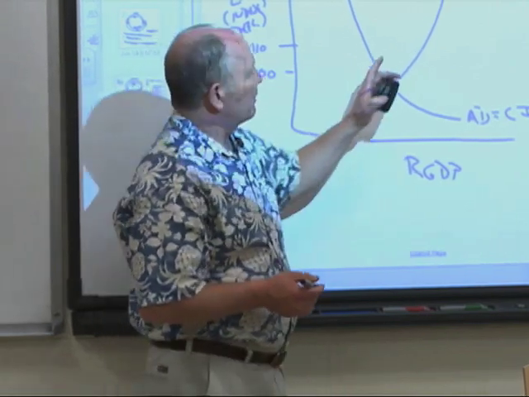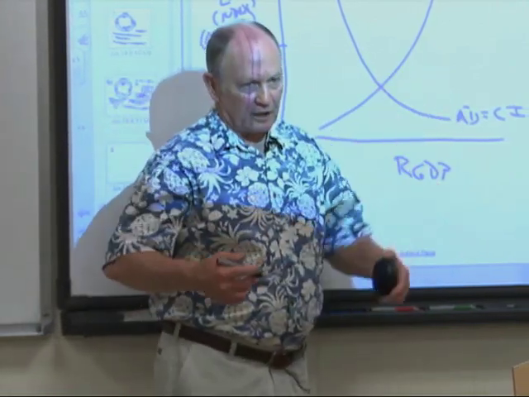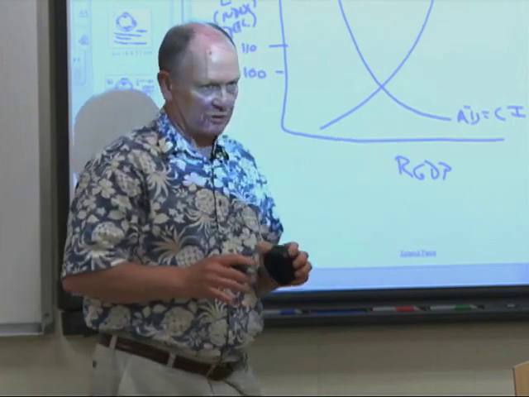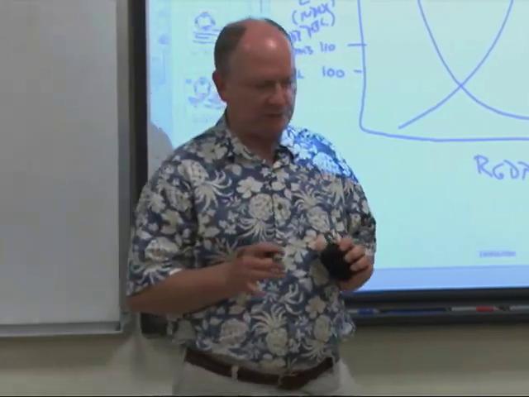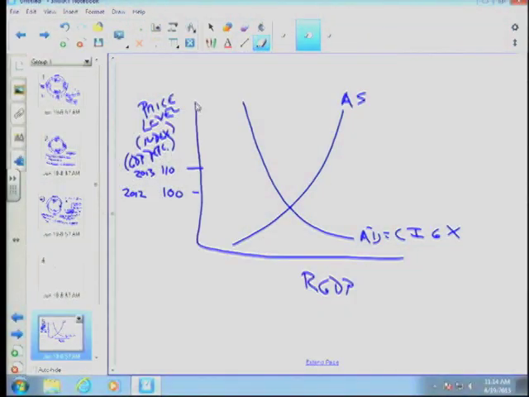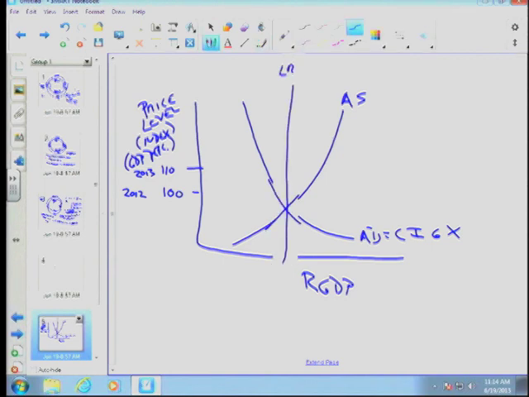Now, I got a little bit ahead, but I just wanted to show you this little model so you at least have some familiarity with it. This is aggregate supply in the short run. In the long run, long run aggregate supply is a vertical curve, whereas short run aggregate supply is an upward sloping curve.